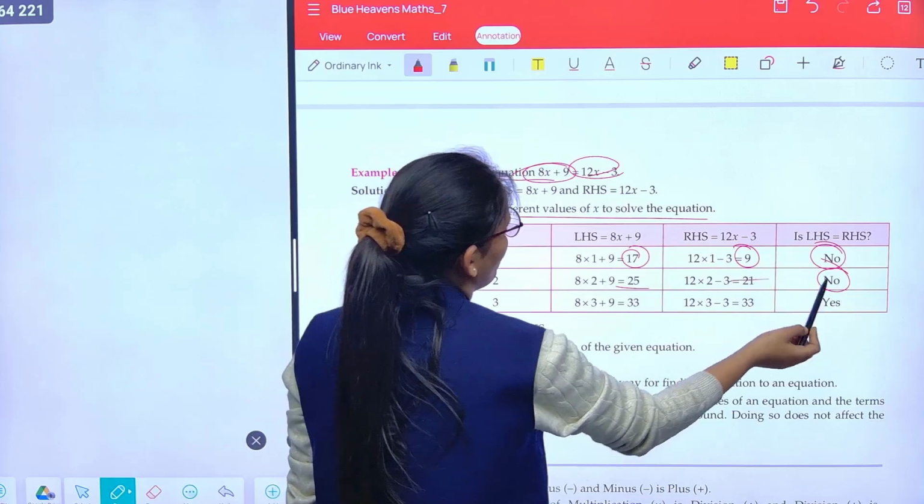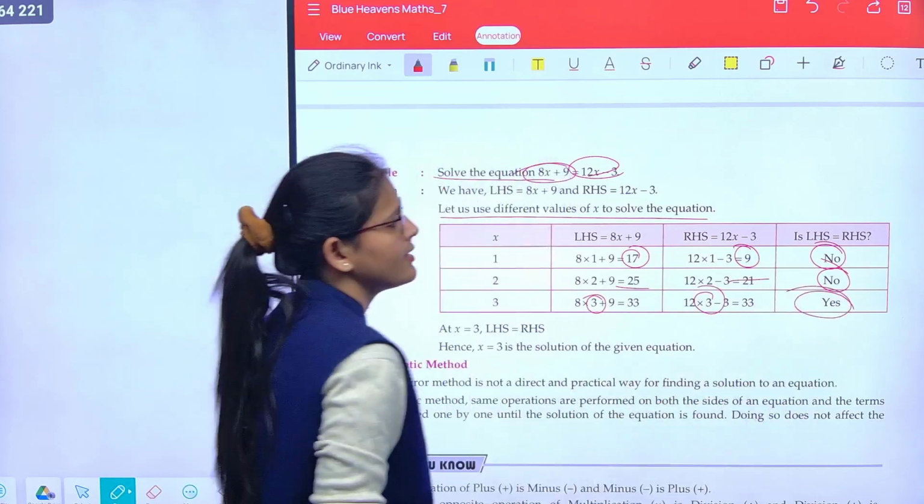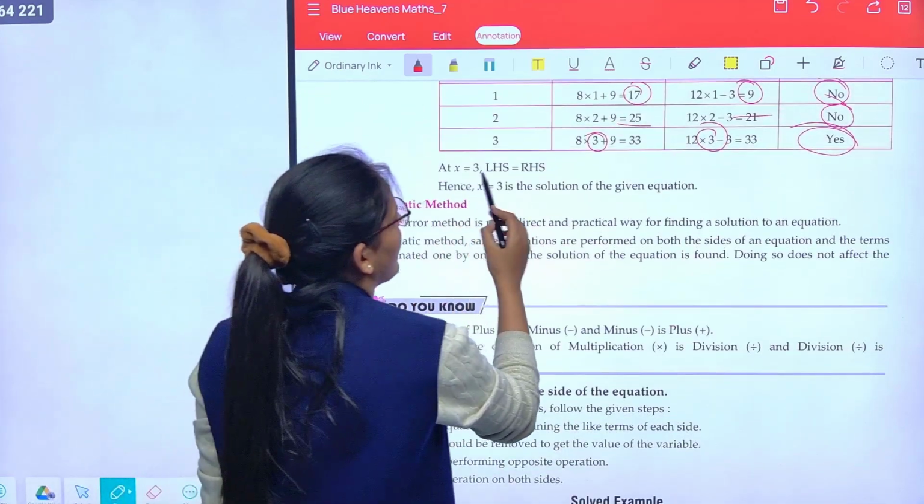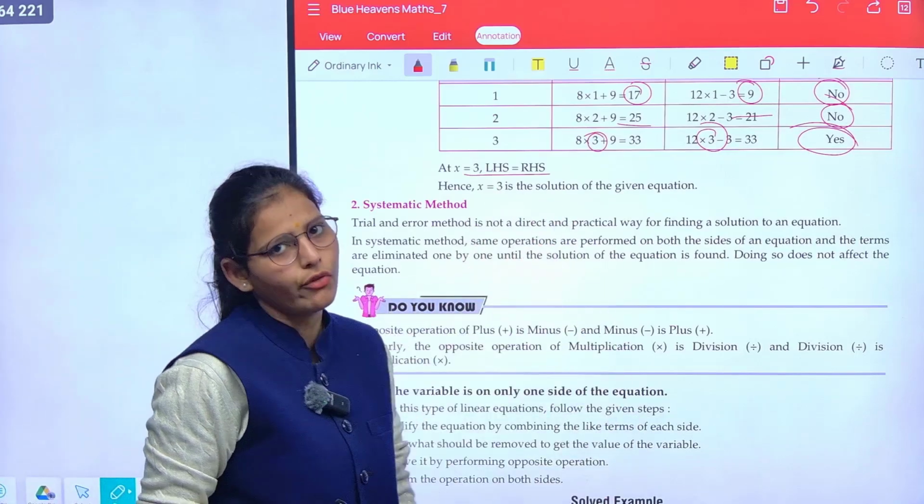Now class, again no. Here we put 3, so class, then what happened, LHS is equal to RHS. Yes. At x is equal to 3, LHS is equal to RHS, hence x is equal to 3 is the solution of the given equation.